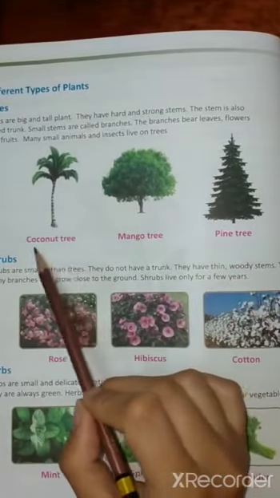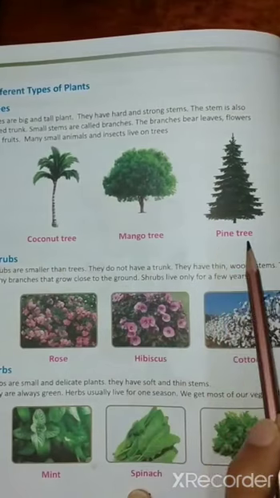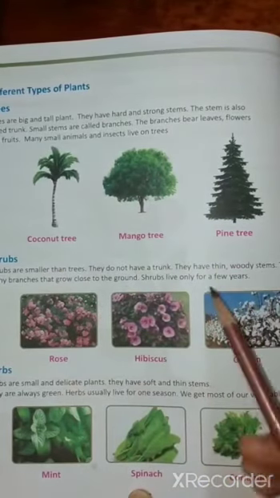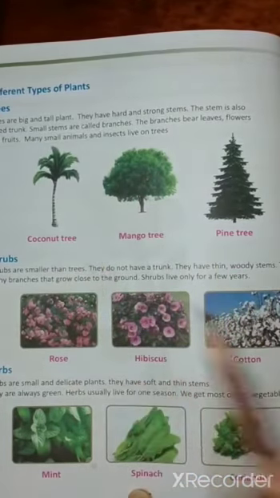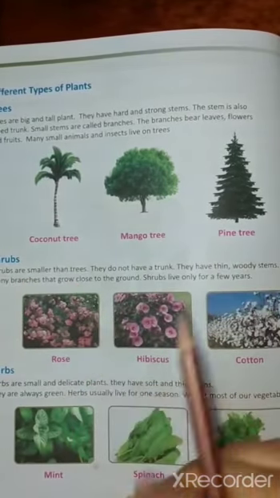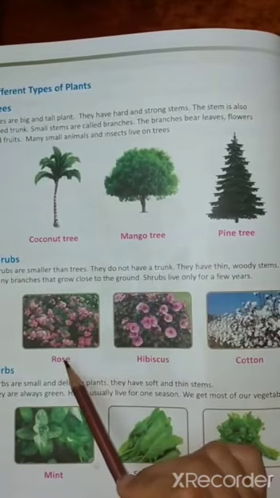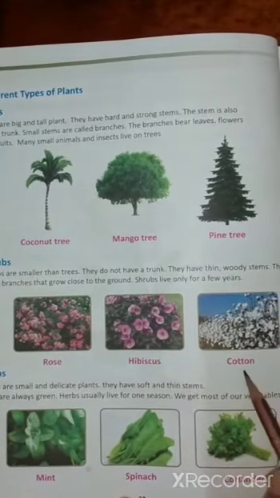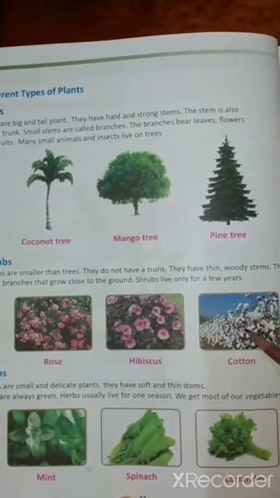Like this, you can see this is a coconut tree, mango tree, pine tree, and so many trees they have. उनकी एज ज़्यादा होती है as compared to the shrubs. Shrubs are smaller than trees. They are small, as you can see in the picture. These are roses, hibiscus, and cotton. As you can see, these are the shrubs.